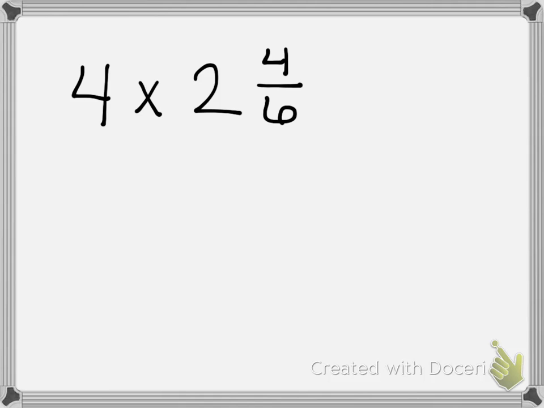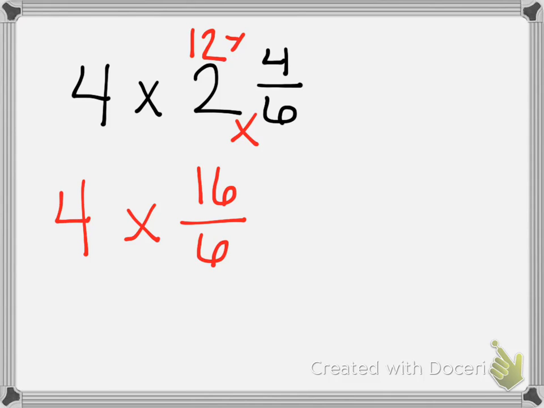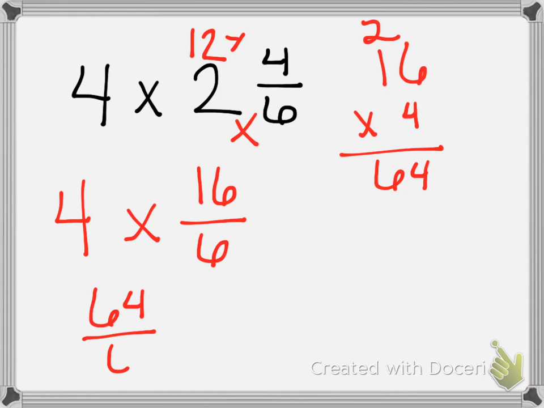Another example, taking 4 times 2 and 4/6, I'm going to change my mixed number into an improper fraction. 6 times 2 is 12, and 12 plus 4 is 16/6. So I have 4 times 16/6. Now, this is a little bit larger number, and so I would expect the students to actually write out 16 times 4. I know 6 times 4 is 24. 4 times 1 is 4, plus 2 is 6. So I have 64/6, but again, I want them to convert that back into a mixed number.